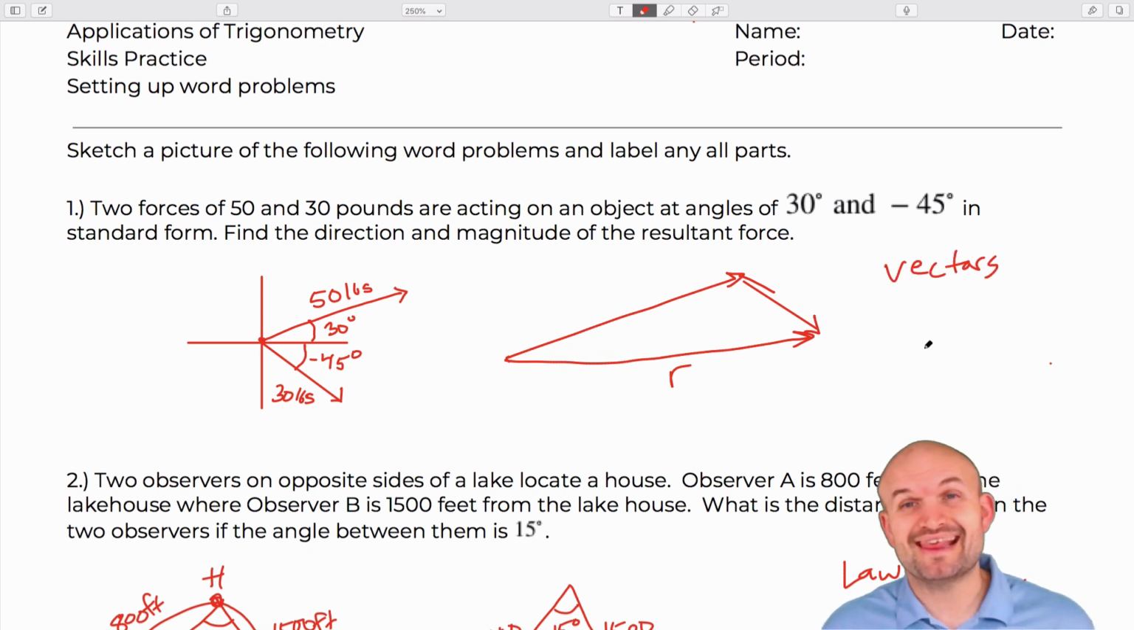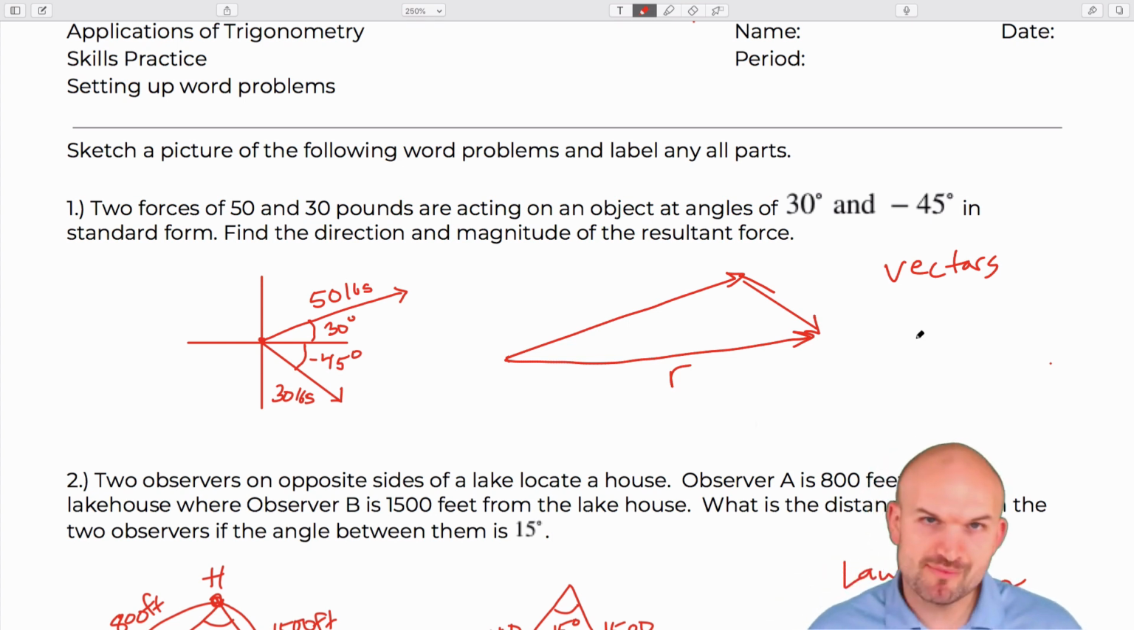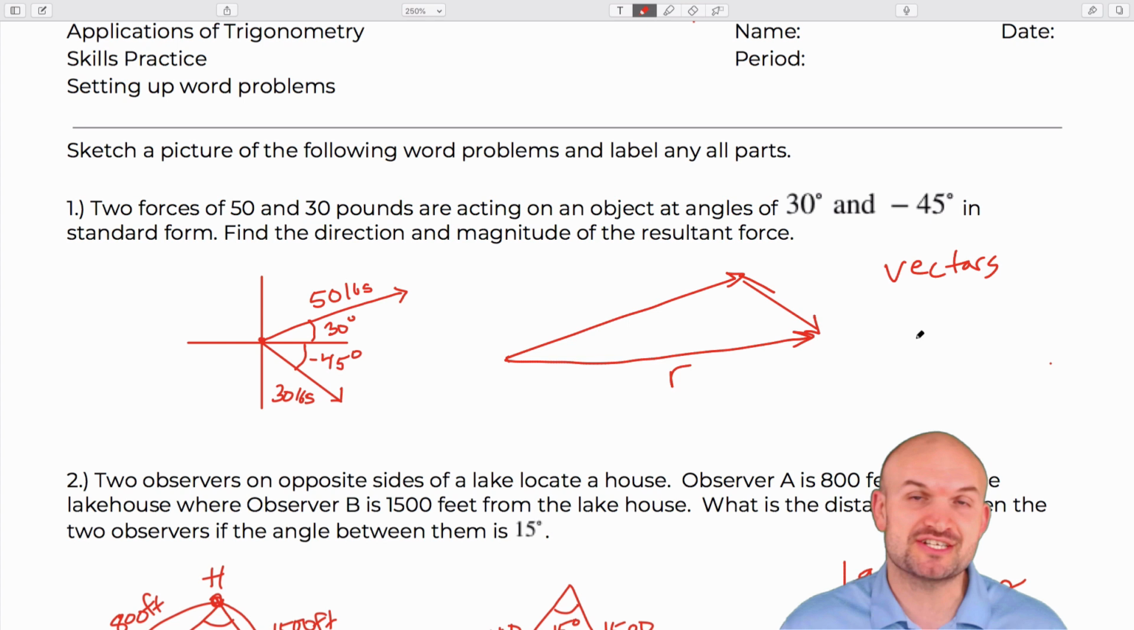So there you go, ladies and gentlemen. That is covering 28 different examples of how to set up word problems for right triangle trigonometry, oblique triangles, parametric equations, as well as vectors.